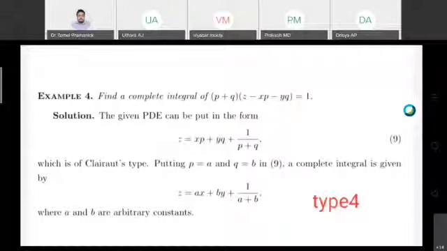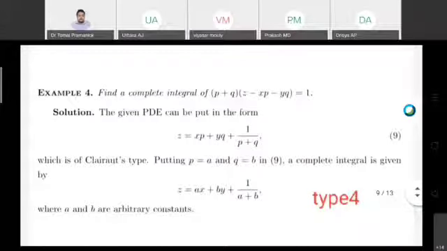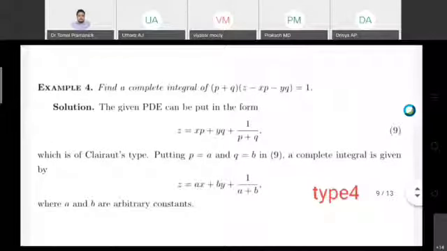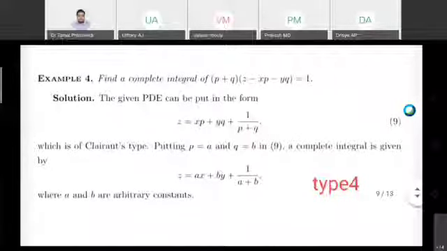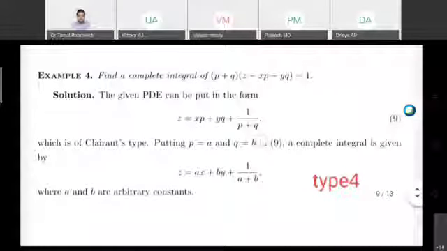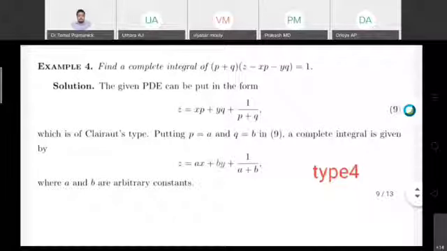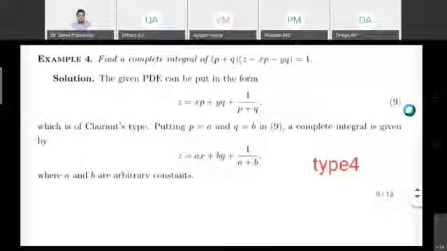So you just take plus q on the left, and then xp and yq on the right hand side, so it will be plus xp plus yq. So z equal to xp plus yq plus f of pq, where f of pq is here q, right? So it is clearly Clairaut's form. So you put p equal to a and q equal to b. After putting this you will get the solution. This is a most tedious 2-line problem.